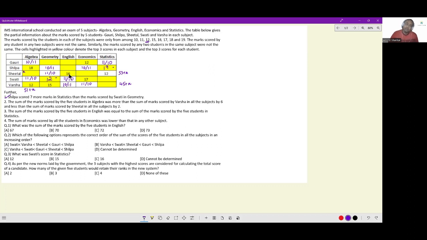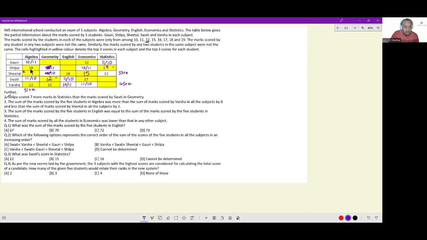11 plus 16 is 27, 27 plus 12 is 39. 39 plus 14 leads to 53 plus x. But 14 is not available as a potential score, so 11 is not possible. This is 10. This would have to be 15.